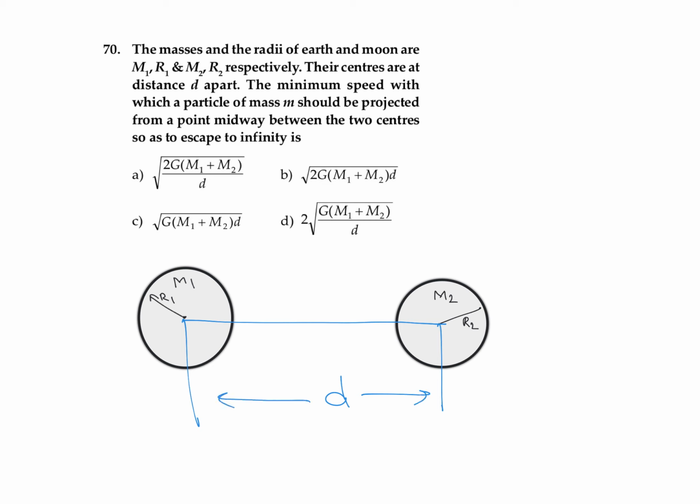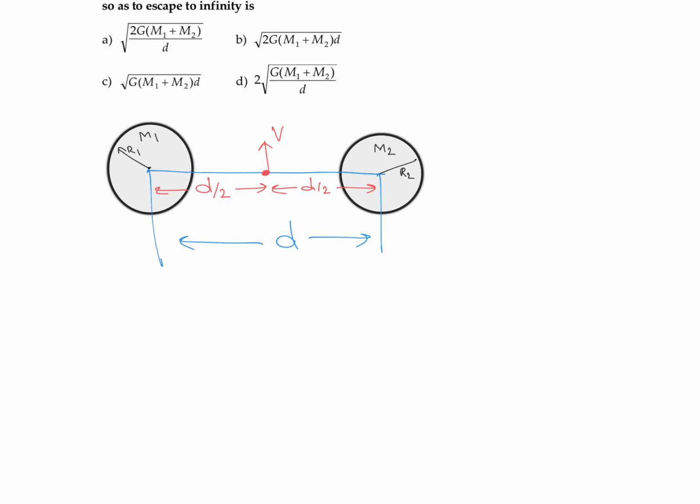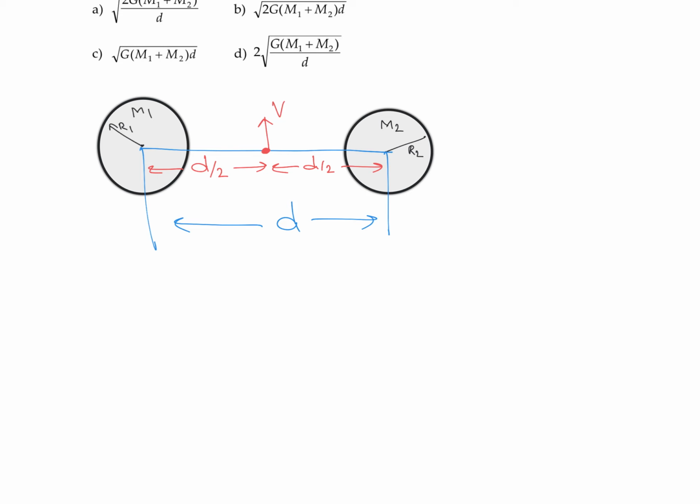The minimum speed with which a particle of mass m should be projected from the point midway between the two centers so as to escape to infinity. Our aim is to find out with what velocity we need to project an object from the midpoint. Let's say we are projecting with the velocity v so that it will escape to infinity. This distance we can take as d by 2, and this distance is also d by 2. If there is any question related to escape velocity, the concept is that the total energy should be equal to 0.